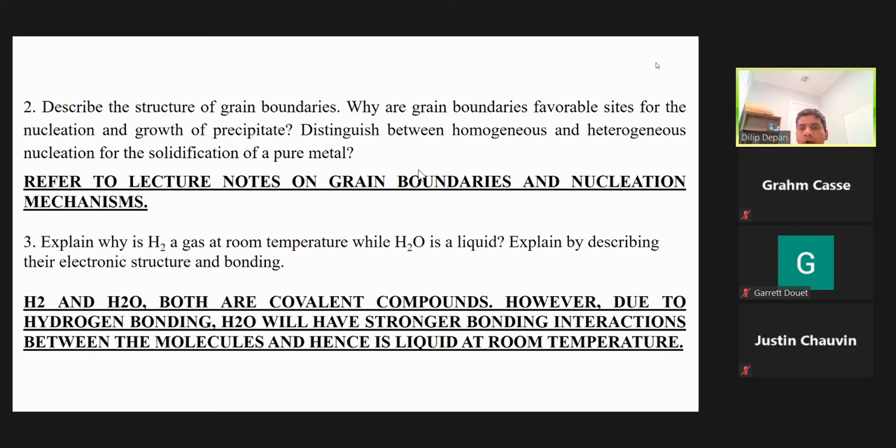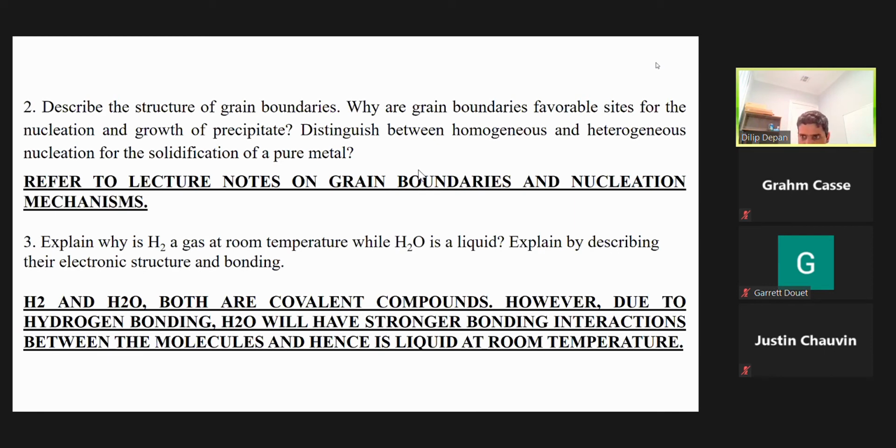Next part is, why are grain boundaries favorable sites for the nucleation and growth of precipitate? So we know that they are in a higher energy state, so they can attract these atoms, they can attract the precipitate. If you include all those things in your answer, you will get full credit.